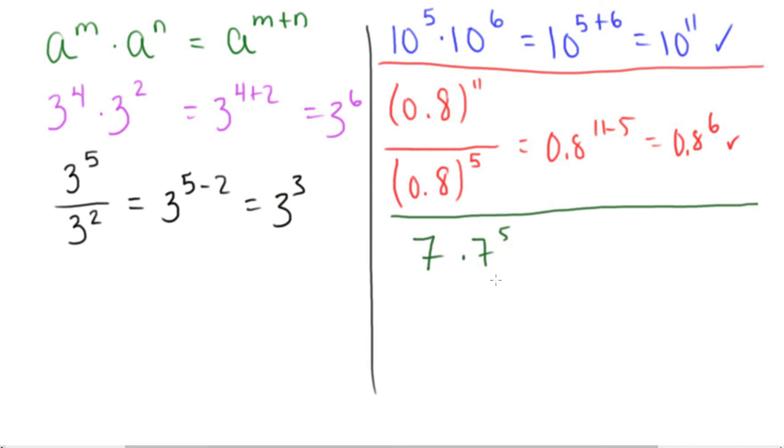And feel free to pause the video and try the following example. I have 7 times 7 to the 5th. Well, we know 7 is just 7 to the first power times 7 to the 5th. That was the key to that one, to know that 7 is 7 to the first power. That's 7 to the 1 plus 5, which is 7 to the 6th.